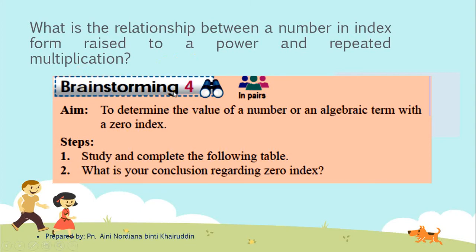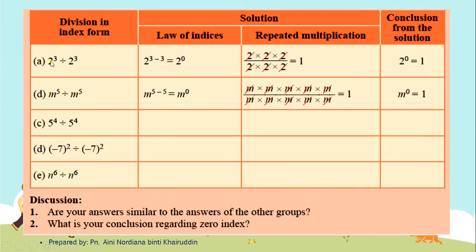Have a look at this brainstorming. 2 to the power of 3 divided by 2 to the power of 3 is actually 2 to the power of 3 minus 3, which equals 2 to the power of 0. So this is 2 times 2 times 2 divided by 2 times 2 times 2. So we cancel out the same value, so the answer is 1.